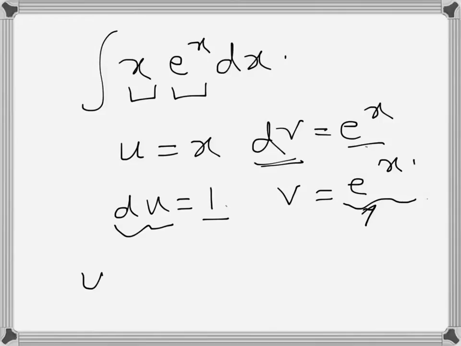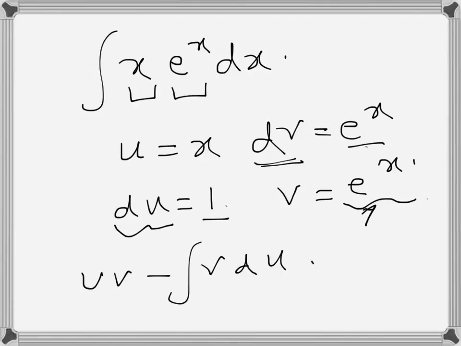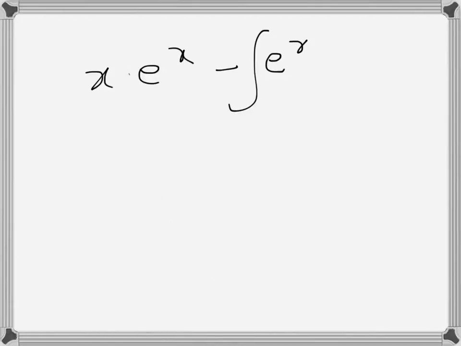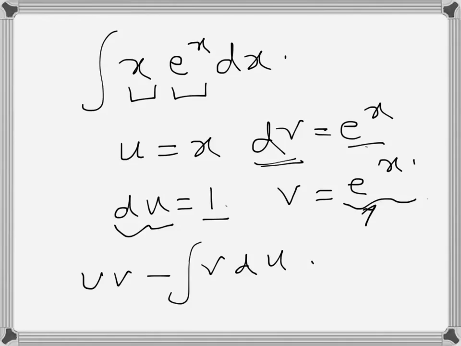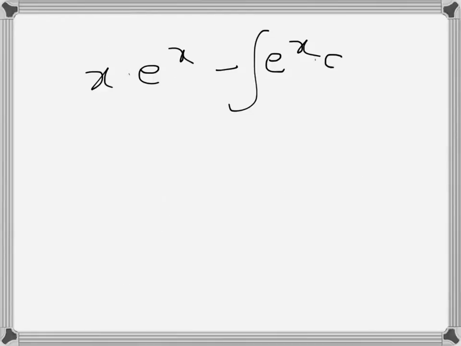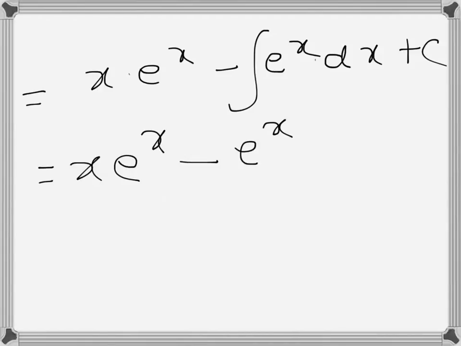So the integral will be uv minus the integral of v du, that will be the result. So we know u is x and v is e to the power x, minus the integral of v du. v is e to the power x and du is dx, so that's better, just like that, and then plus c, the integration constant. So it becomes x e to the power x minus e to the power x plus c. That's the result here.